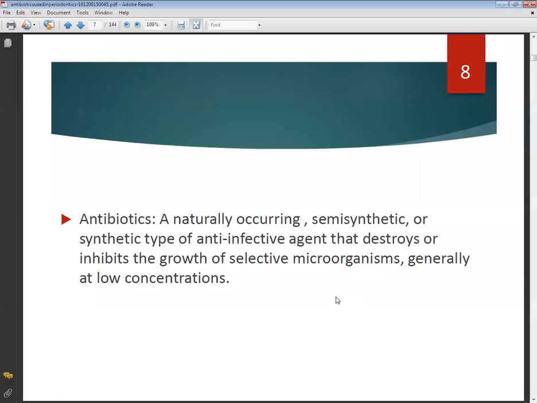Another term is antibiotics. The definition of antibiotics is a naturally occurring, semi-synthetic or synthetic type of anti-infective agent that destroys or inhibits the growth of selective microorganisms, generally at a lower concentration. Whatever antibiotics we are using, they may be naturally occurring, semi-synthetic or synthetic, and they may destroy or inhibit the growth of selective microorganisms, generally at a lower concentration.